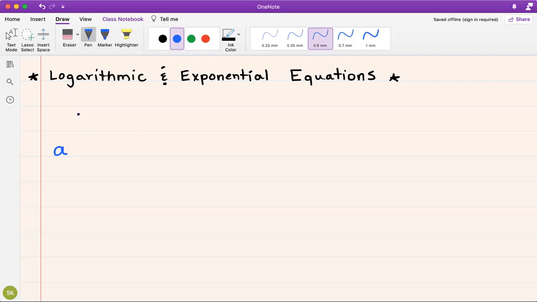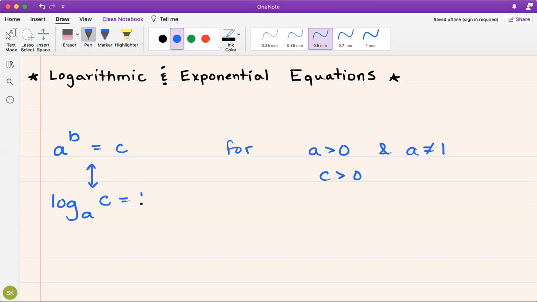So first off, we know that if we have a to the b is equal to c, for a greater than 0 and a not equal to 1, and c greater than 0, we can switch from this form to a log form. And the log form is log base a of c is equal to b. Let's also remember that whenever we talk about logarithms, we're talking about exponents. So a logarithm is equal to an exponent. Keep that in mind when you work through these problems.